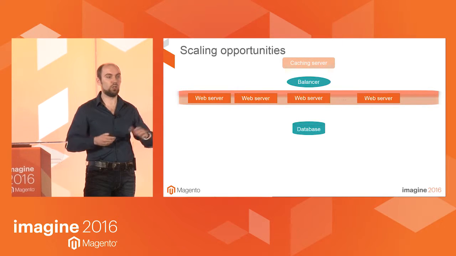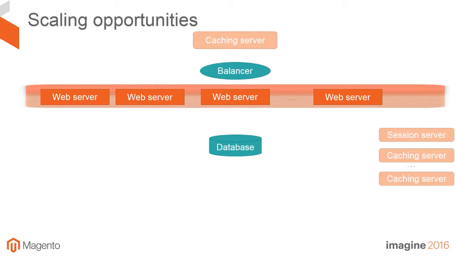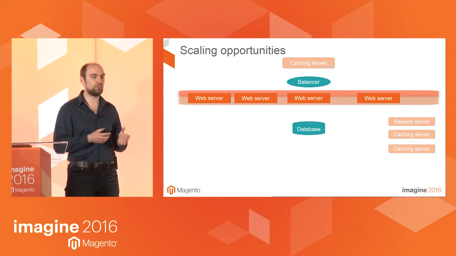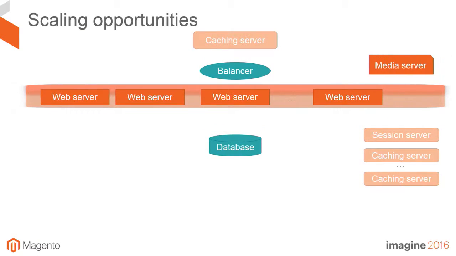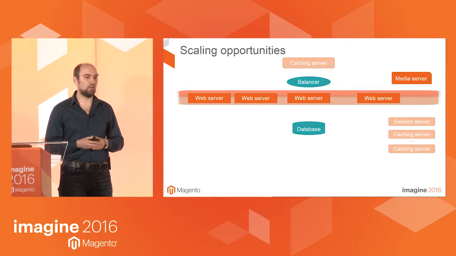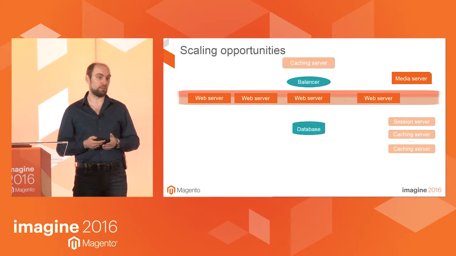When you have a lot of web nodes, you'll definitely need separate session and caching servers. Magento 2 supports having each cache type stored on a separate server. And if you add a media server to the schema, this will be the maximum scalability opportunity available in the Magento 2 community version.